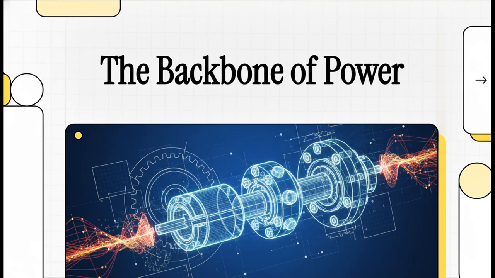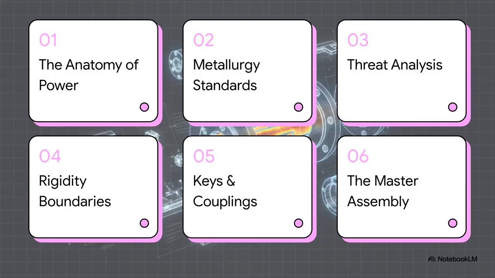Welcome to This Explainer. Today, we're tackling a genuinely fascinating objective, taking abstract theoretical physics and turning it into a physical, indestructible machine. Because, let's face it, when industrial shafts fail, factories literally grind to a halt. So we are going to look closely at the true backbone of power, the advanced design of shafts, keys, and couplings. Here is our agenda for today.